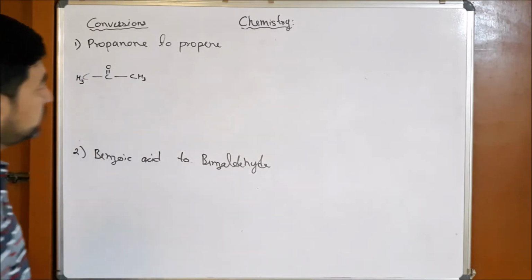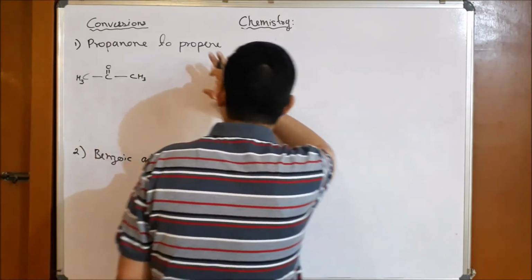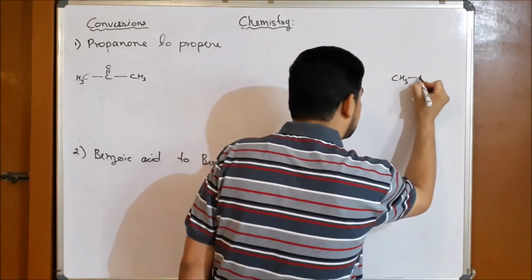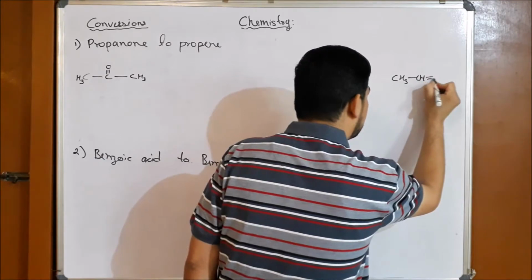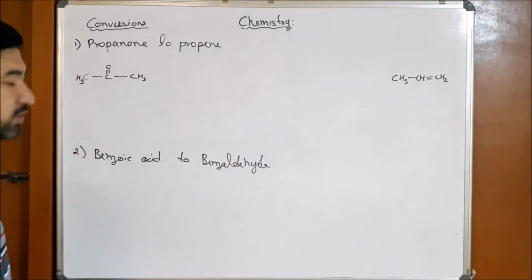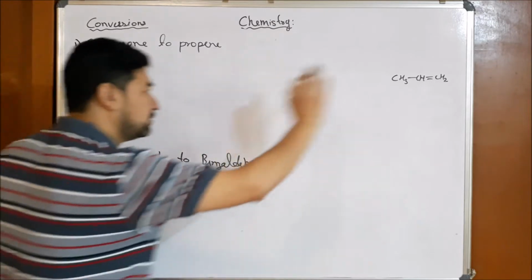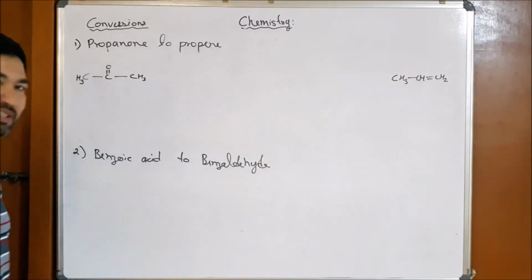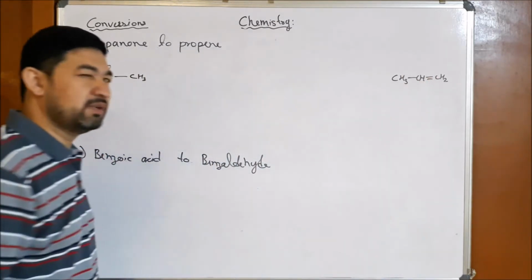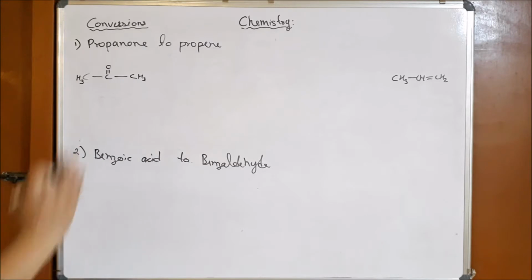So propanone to propene. Now propene has a double bond: CH3, CH, double bond CH2. It's a propene, right? So first you have to count the carbon. It's 3 carbon, 3 carbon, so no need to increase or decrease the number of carbon. Now a double bond is there, right? So a double bond means we have to do an elimination reaction somewhere to get that double bond.